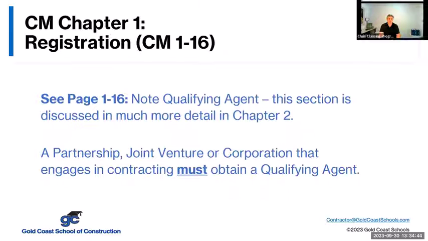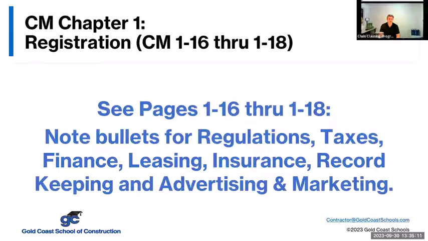Go to page 1-16, you're going to know qualifying agent. We did more in chapter 2, so don't worry too much about qualifying agent yet. Partnership, joint venture, or corporation that engages in contracting must obtain a qualifying agent. So qualifying agent is the one who has the license. And so the corporations or businesses do not have the ability to have licenses. It belongs to the individual. So see pages 116 through 118. You're going to note the bullets for regulations, taxes, finance, leasing, insurance, etc. All of those bullets there.